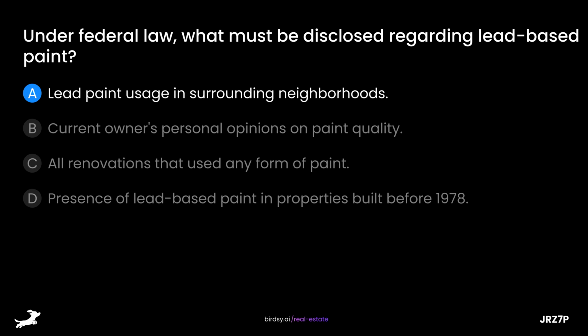Is it A, lead paint usage in surrounding neighborhoods? B, current owners' personal opinions on paint quality? C, all renovations that used any form of paint? Or D, presence of lead-based paint in properties built before 1978? The answer is D. Presence of lead-based paint in properties built before 1978.